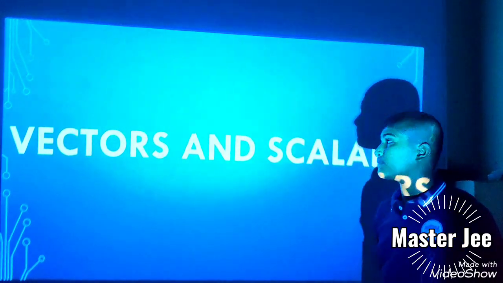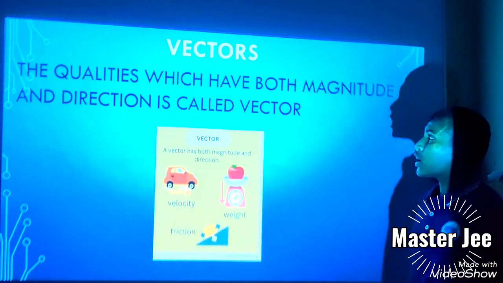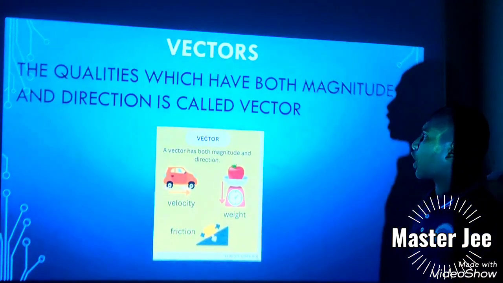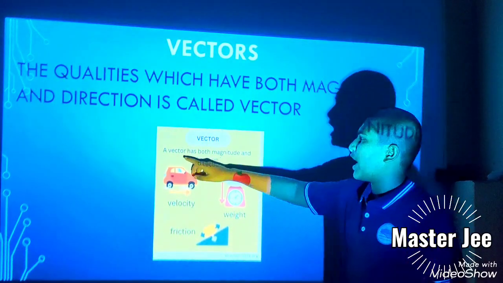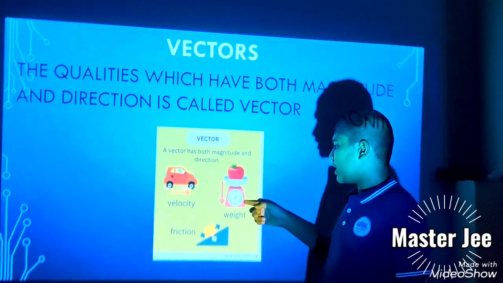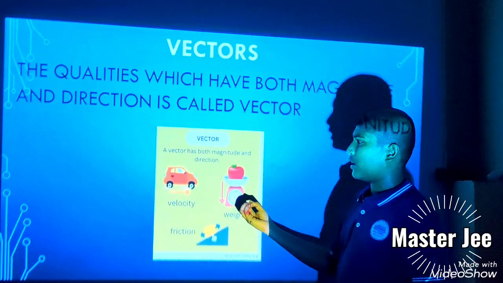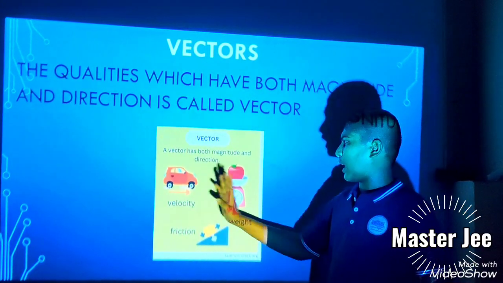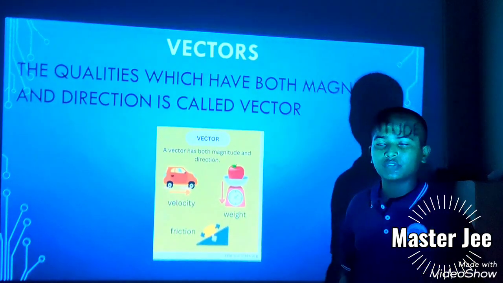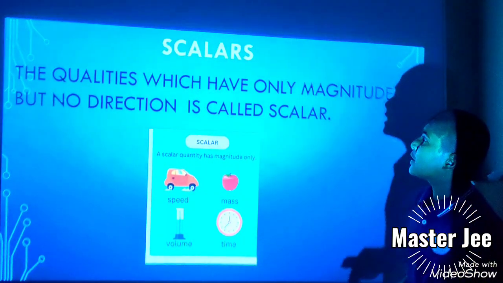Vector and scalar. Vector. The quantities which have both magnitude and direction are called vectors. So here, a vector has both magnitude and direction. Examples of this are a car moving on a road, weight of an apple, and friction, etc.